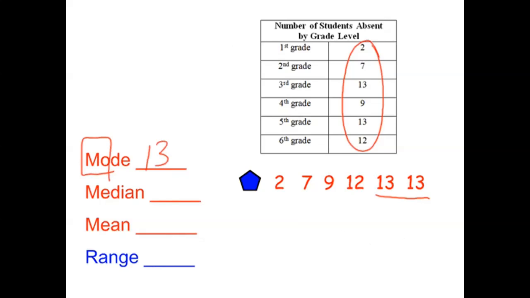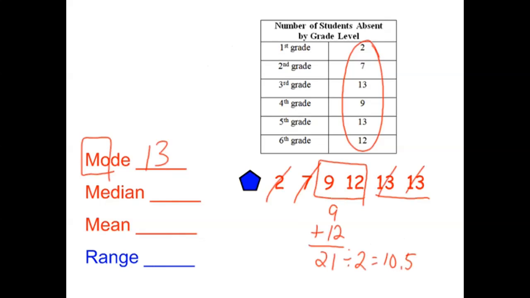The median, let's see what the middle number is. Well, we've got a tie again between 9 and 12. So I'm going to take 9 plus 12 is 21, and I'm going to take the average of those 2 numbers, so I need to divide by 2. It'd be 10.5. So the middle piece of data is actually 10.5.